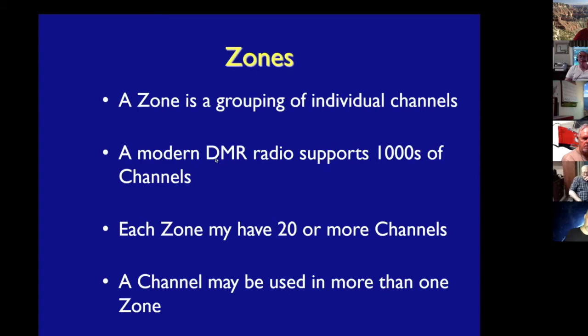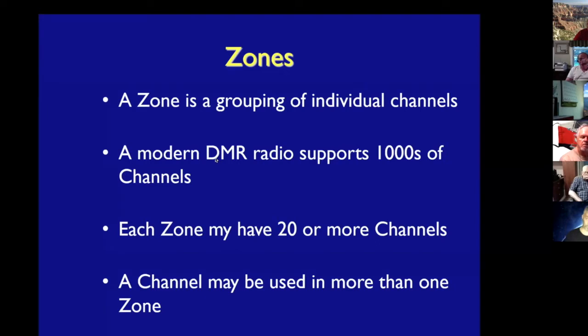Next on the list of terms is zones. That little handy talkie I have sitting over on my left has currently, I believe, about 23 zones set up in it. A zone is a grouping of individual channels. So I have a zone that has all the channels for the Shapley repeater. I have a zone that has all of the channels for the New Brunswick repeater and a number of other zones.